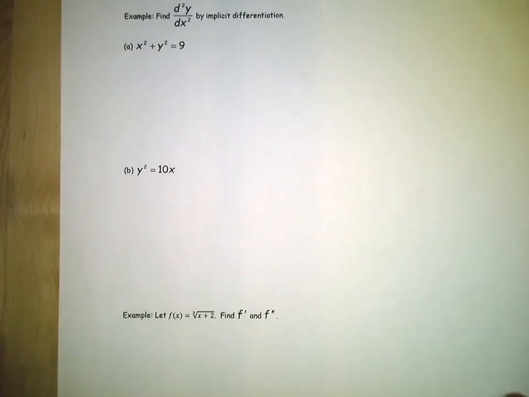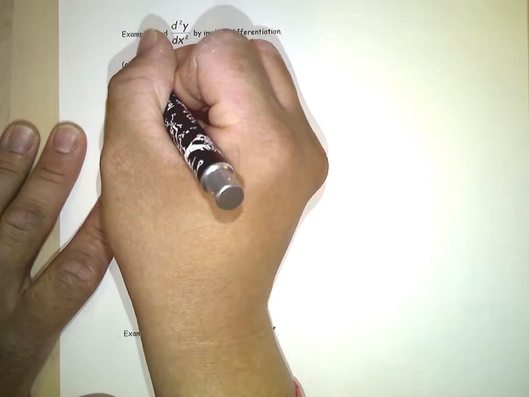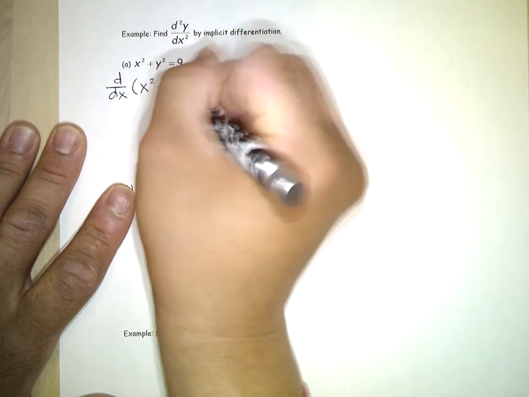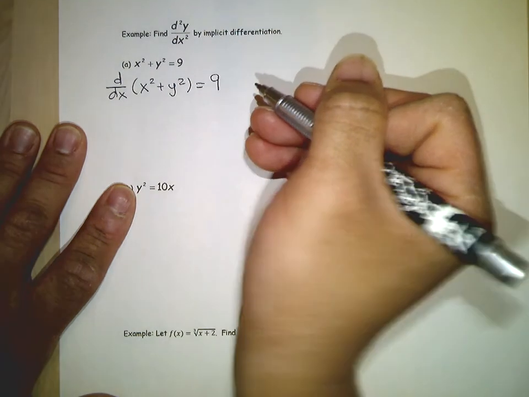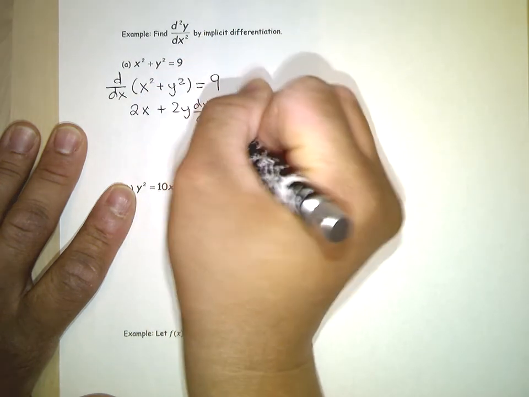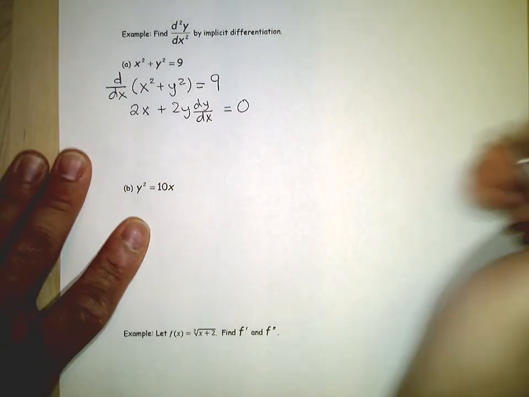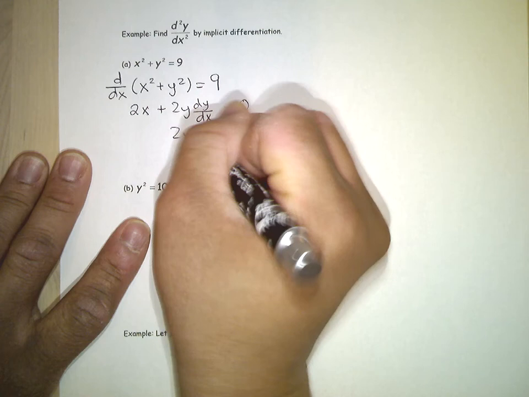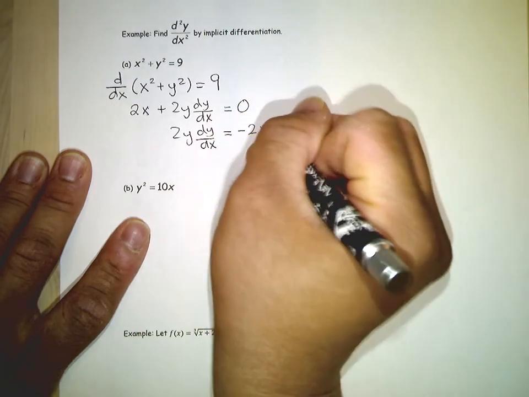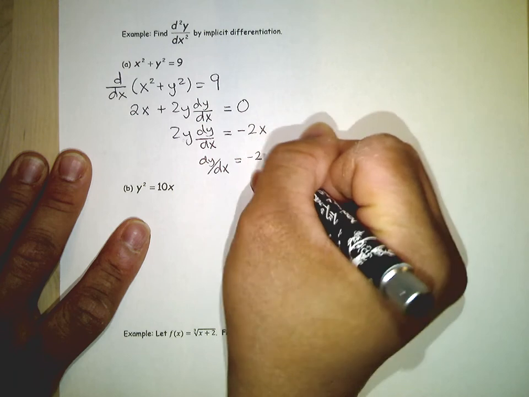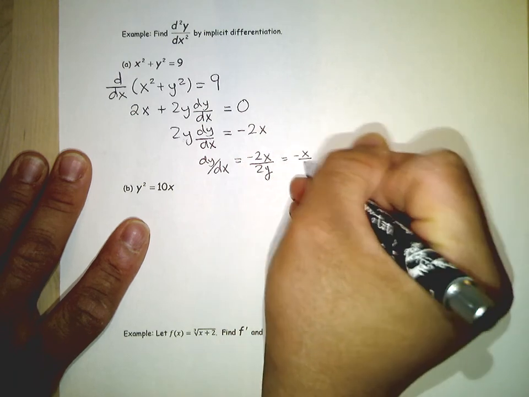All right, so now let's do some examples here involving implicit differentiation. So we have x squared plus y squared equals 9. So the first derivative, d/dx of x squared plus y squared equals 9. The derivative with respect to x of x squared is 2x, and the derivative with respect to x of y squared is 2y dy/dx, and the derivative of 9 with respect to x is 0. Now, let's solve for the derivative here. So we will go ahead and subtract the 2x, and then we will divide by 2y, so dy/dx is negative 2x over 2y, or negative x over y.